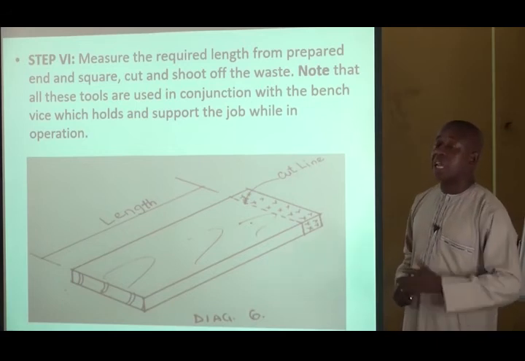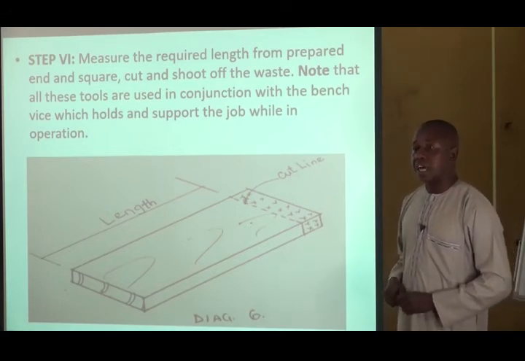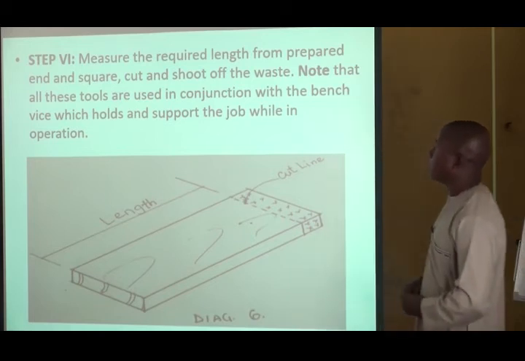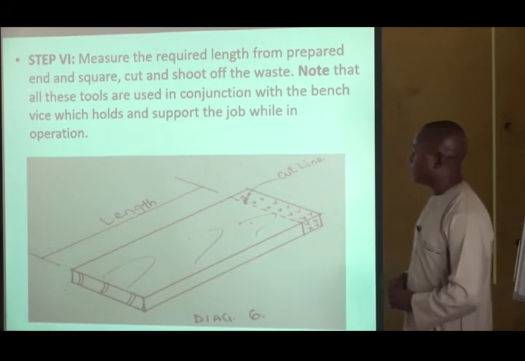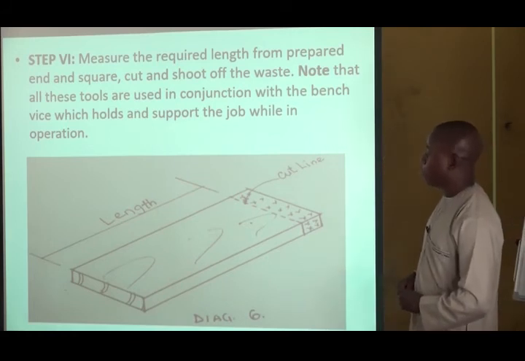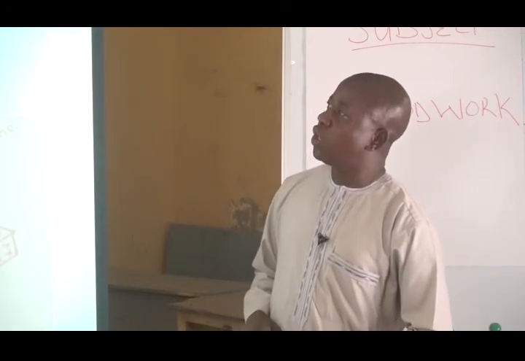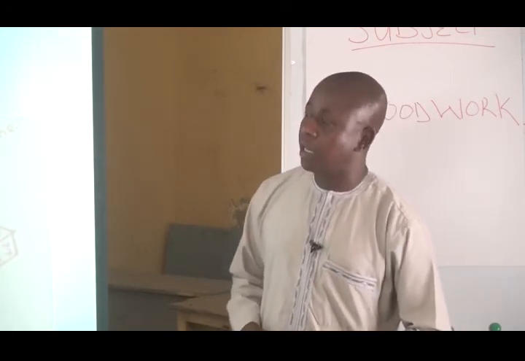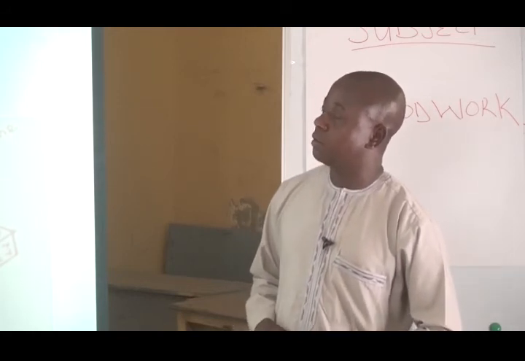Once step five is ready, an end is already planed and squared to both the face and the edge. The next, that is step six, the required length is being measured from the prepared end. Measure the required length from the prepared end and square. Cut and shoot off the waste.